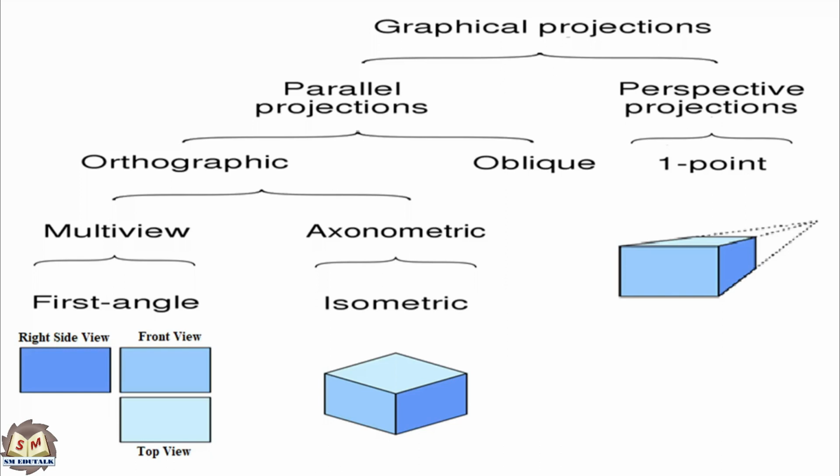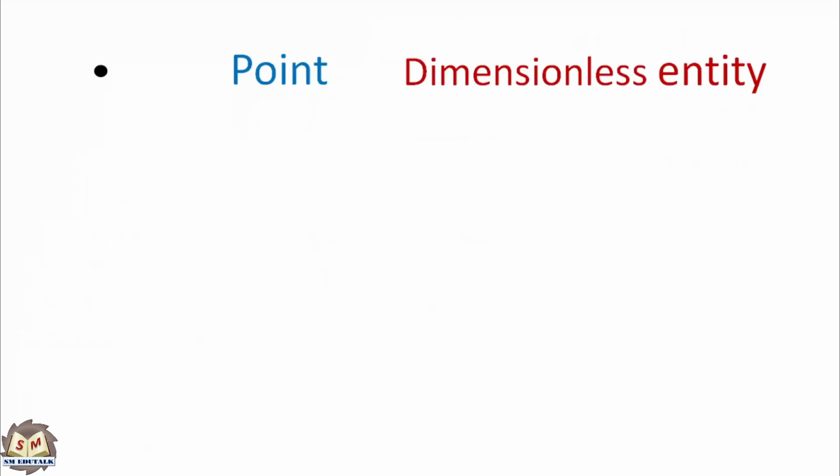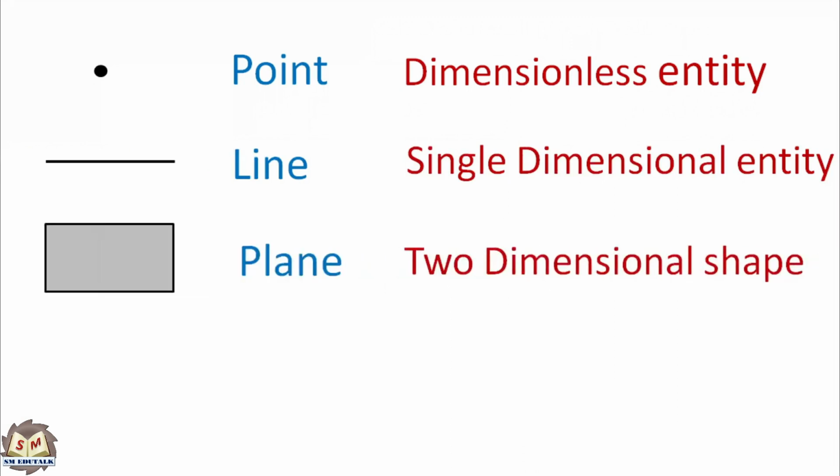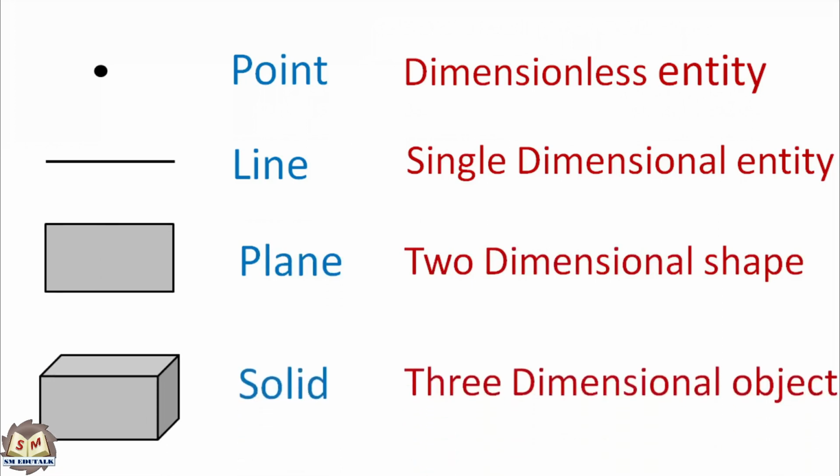Now let us see 4 basic drawing entities before getting into the syllabus coverage. Point is a dimensionless entity. It has no dimensions. Line. It is a single dimensional entity because it has only length. Plane. Plane has length and width. Hence, it is called a 2-dimensional shape. The last one is solid, a 3-dimensional object. In addition to length and width, it has the 3rd dimension, height.